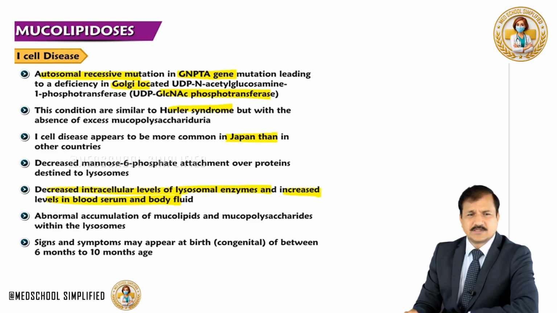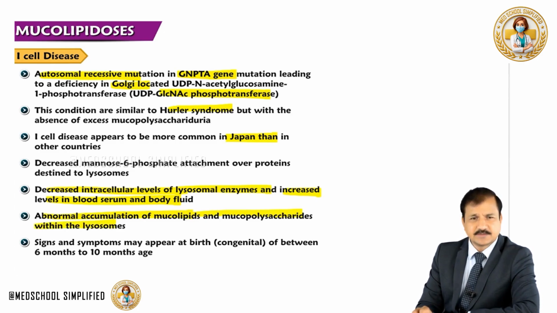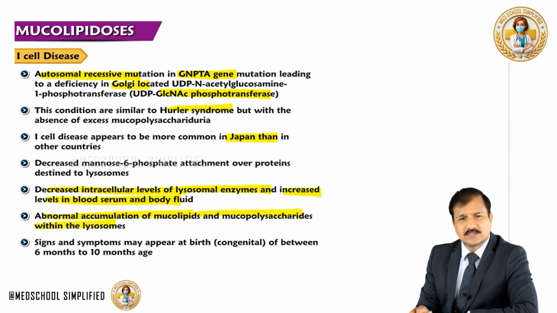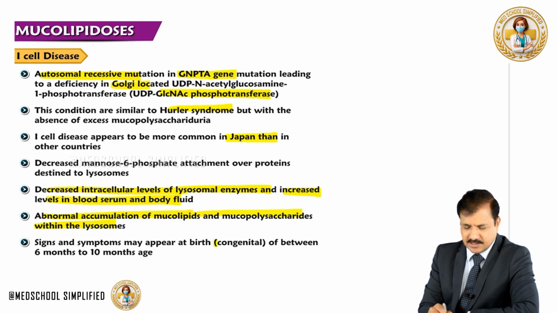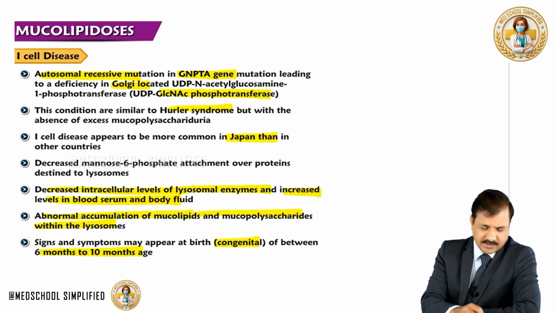So let's see what happens here. Abnormal accumulation of mucolipids and mucopolysaccharides within the lysosomes happens. Signs and symptoms may appear at birth. So it can be congenital, or it can appear between 6 months to 10 months of age. So relatively age of onset is early here, making the disease severe.